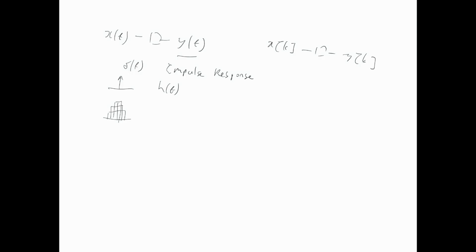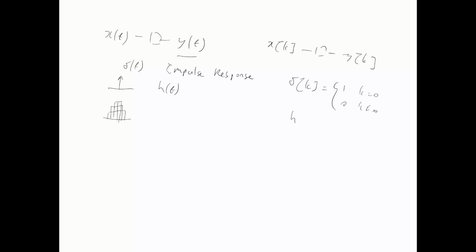In discrete time, an impulse is a lot more realistic. It's simply given by the function whose output is a 1 if k is equal to 0 and a 0 otherwise. The impulse response of a discrete time system is the output when the input x of k is equal to delta of k, and we denote the impulse response by h of k.